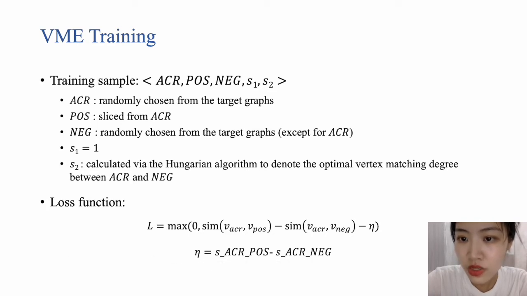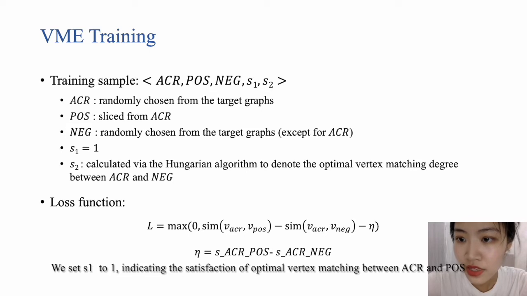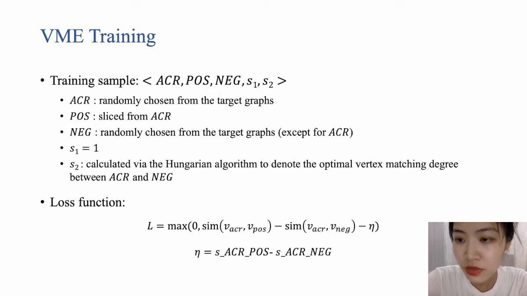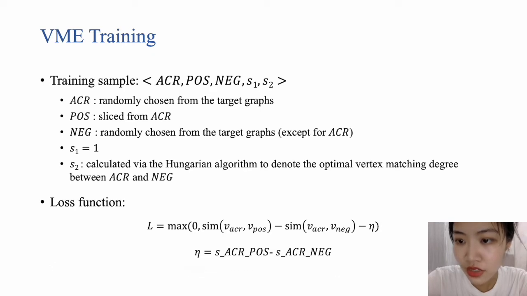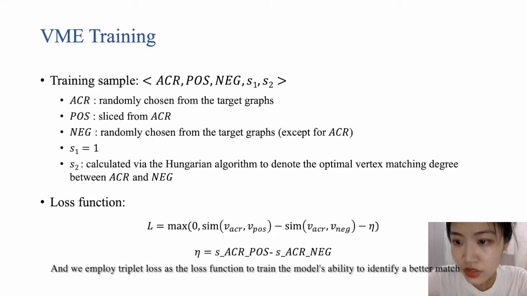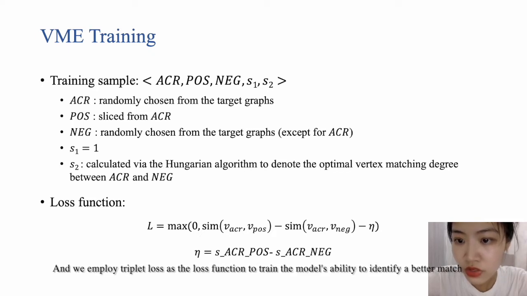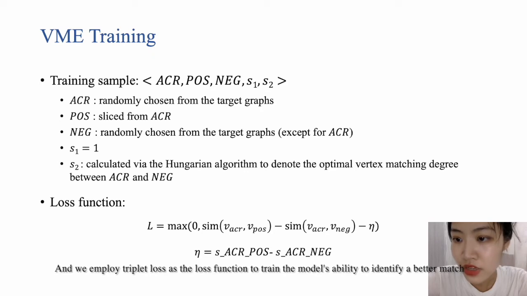We set S1 to 1, indicating the satisfaction of optimal vertex matching between ACR and POS. Label S2 is calculated by the Hungarian algorithm to denote the matching degree between ACR and NEG, and we employ triplet loss as the loss function to train the model's ability to identify a better match.